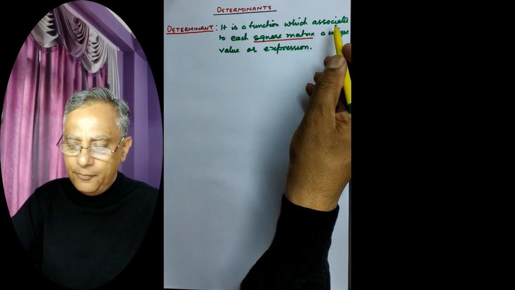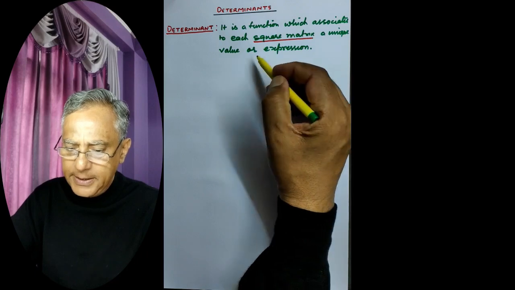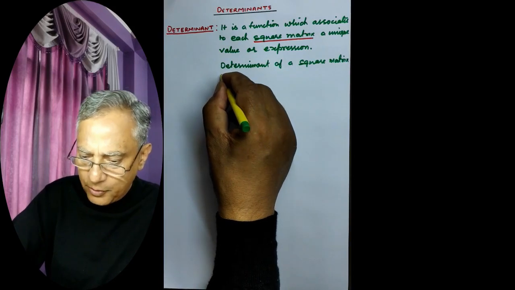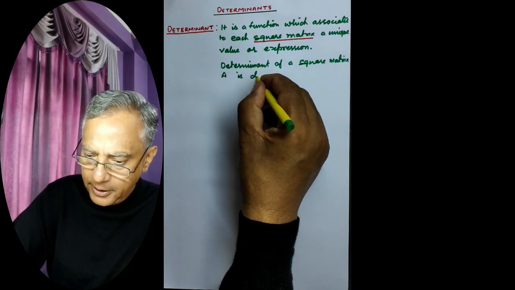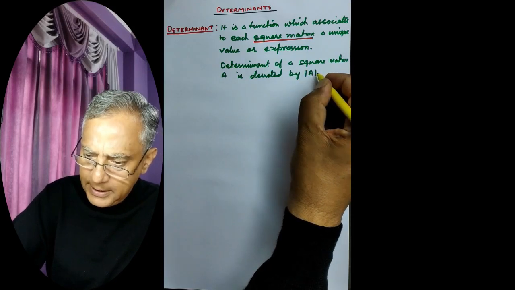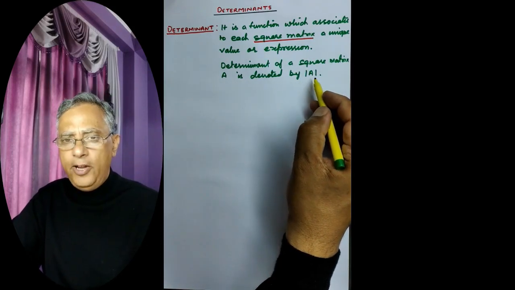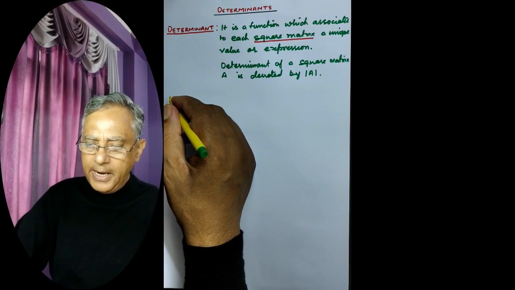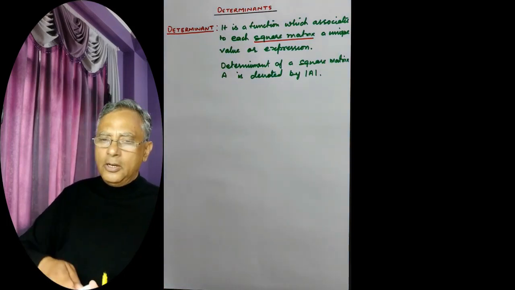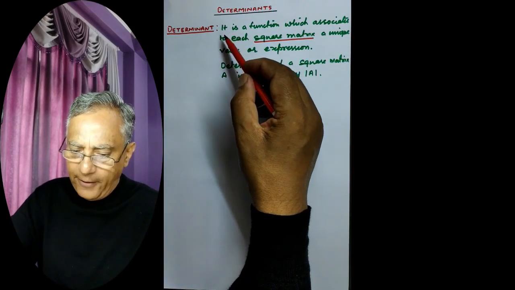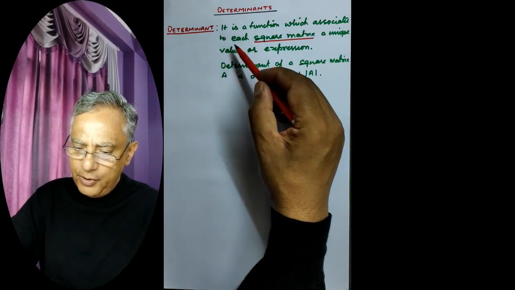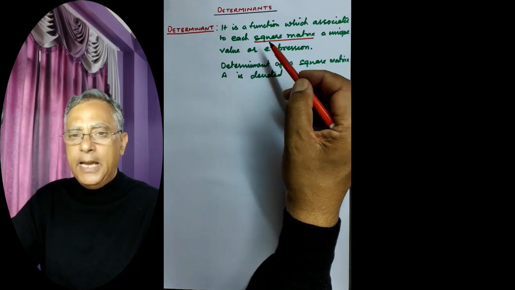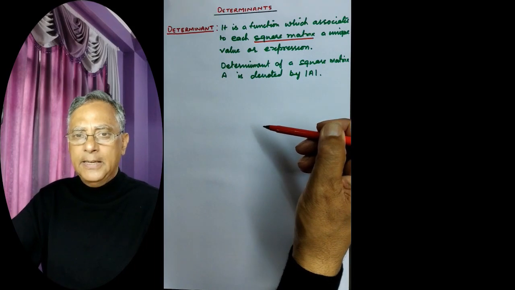So it is a function which associates to each square matrix a unique value or expression. Determinant of a square matrix A is denoted by A within straight bars, read as determinant of A. Now I come to determinant of a 2 cross 2 matrix. Now we define determinant as a function which associates to each square matrix a unique value or expression. How this value is associated, I will discuss now.